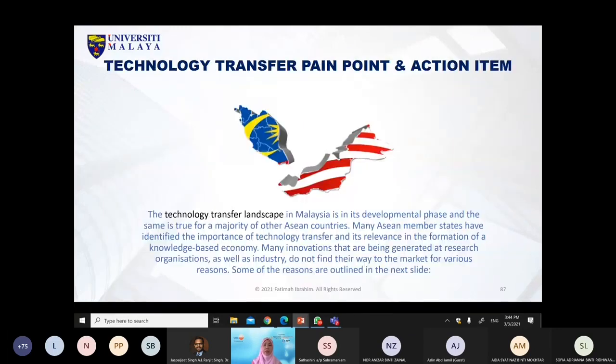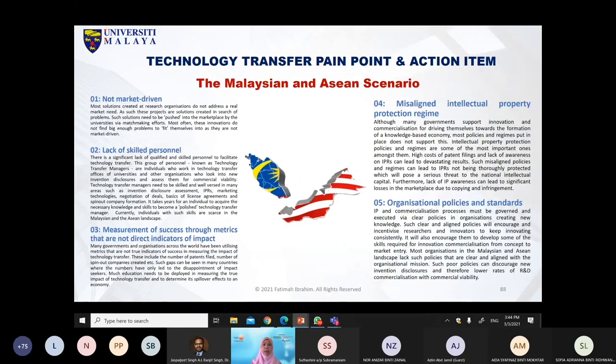And this is the technology transfer pain point and action plan that I'm going to share with you, not only for Malaysia but for Asian countries. So what are the problems that we are facing now? Our innovations are not market driven. We lack skilled personnel, professional technology transfer people who can assist us and guide us, and our measurement of success through metrics is not a direct indicator of our impact. And there is a misalignment of the intellectual property protection regime with organizational policy and standards.